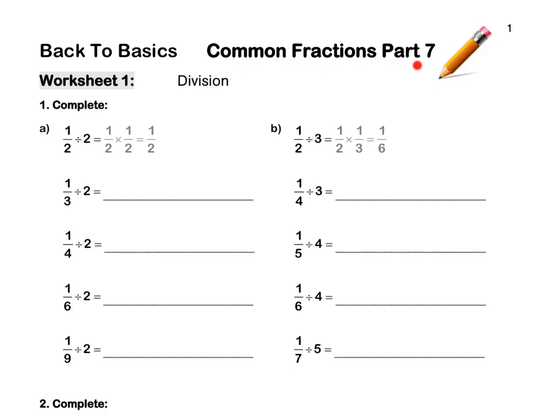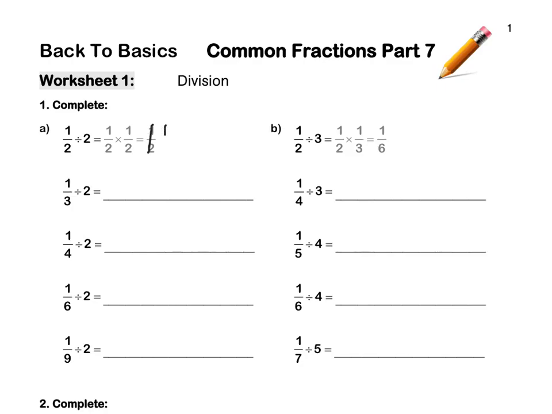Common Fractions Part 7. Division. Question 1. A half divided by 2. When we divide by a whole number, it's the same as timesing by its inverse. The inverse of 2 is a half. So, a half divided by 2 is the same as a half times a half, which is 1/4.